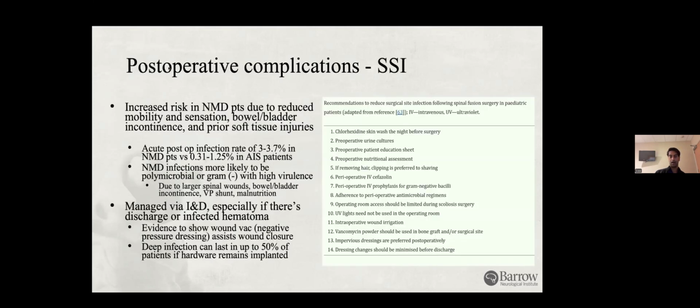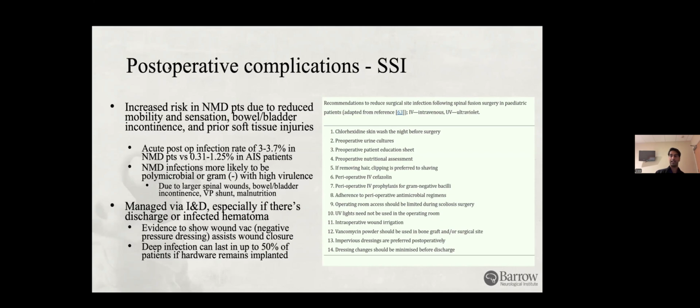Surgical site infections are always going to be a risk for these large incisions, and especially in patients who have other conditions that we have to be aware of. A lot of neuromuscular deformity patients are going to have bowel and bladder issues, impaired mobility and sensation. They're going to get pressure sores from not moving as much. All of these are going to increase the infection rate, especially since a lot of our incisions are on the low back.